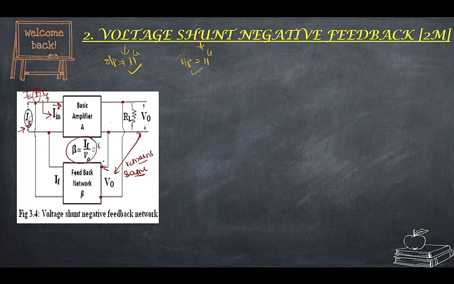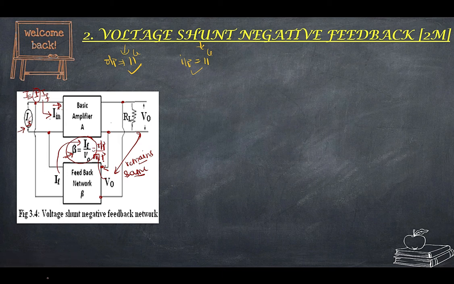Now see, it is output by input. What is output? Output is not voltage, output is IF, input is VO. So the beta value or the ratio will change. This we need to remember always.